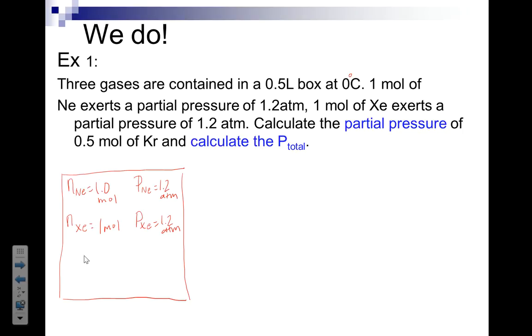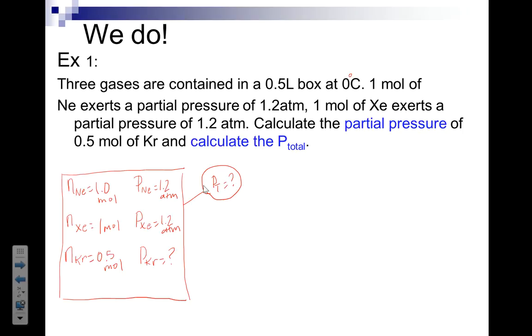This says calculate the partial pressure of 0.5 moles of krypton. So we have the third gas, krypton, and they do tell us how many moles we have, 0.5 moles. And they want us to find the partial pressure of krypton. That's what we're looking for. It also wants us to find the total pressure. So I'm going to make a little pressure gauge here. It wants us to find P total. So there are 2 things we're looking for here: the total pressure and the partial pressure of krypton.